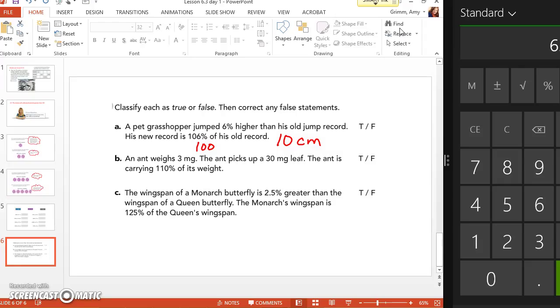Because 100% is exactly what you did. If you ran the mile at 8 minutes, and I said you got 100% of your record, how fast did you run it? 8. And I said, but you did 6% faster this time. So you get your 100% plus your other 6%. Does that make sense? If I say it like that?